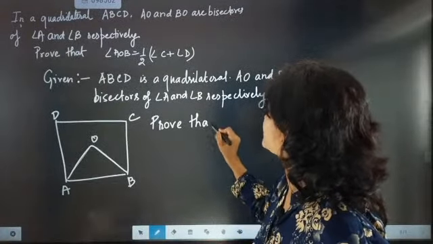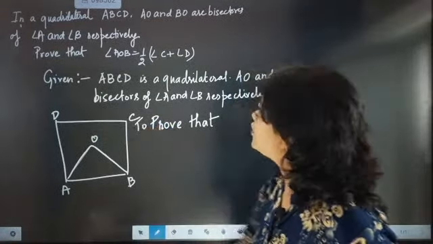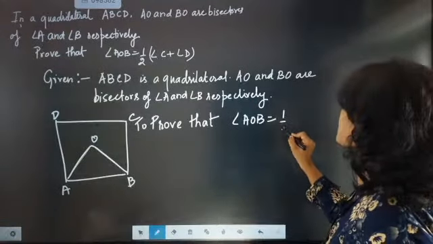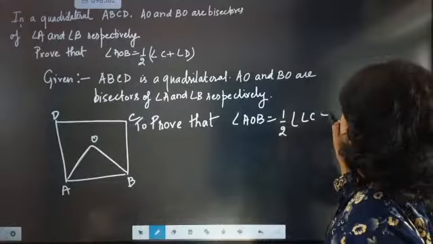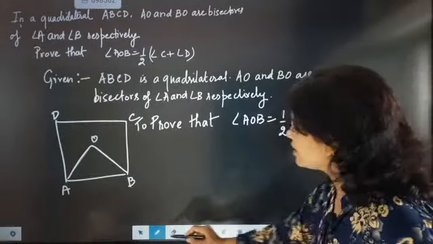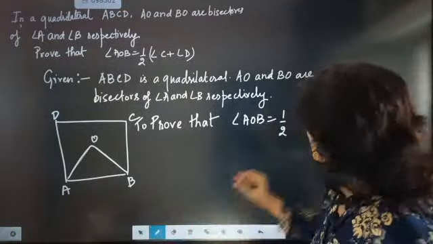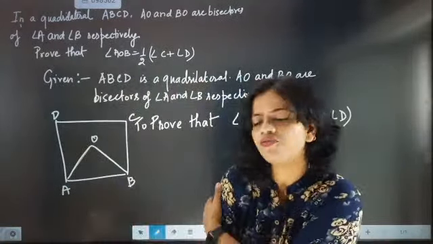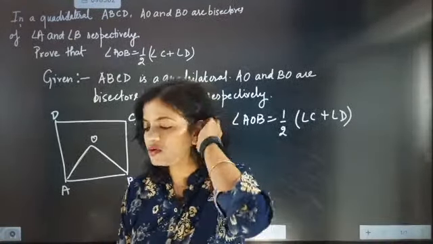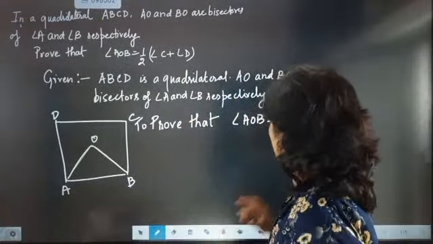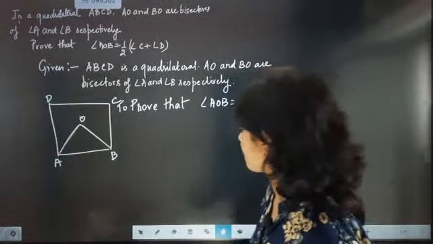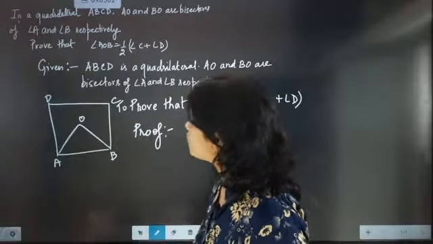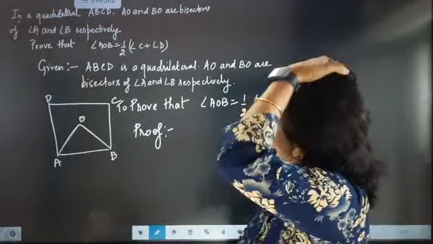To prove that angle AOB is equal to half of angle C plus angle D. AOB is exactly equal to what? Half of angle C plus angle D. Now don't think so much. Just start with whatever you have done. So now the first work is what we exactly need here.